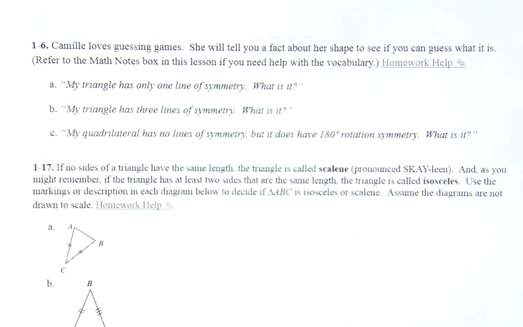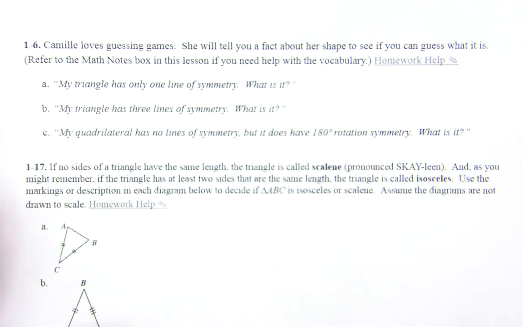So you only have a couple of triangle options for A and B. You have either an isosceles triangle, an equilateral triangle, or a scalene triangle. So those are your only 3 options for A and B. And then for C, it says a quadrilateral has no lines of symmetry, but it does have 180 rotation symmetry. So what is it? Again, just use your basic quadrilaterals.